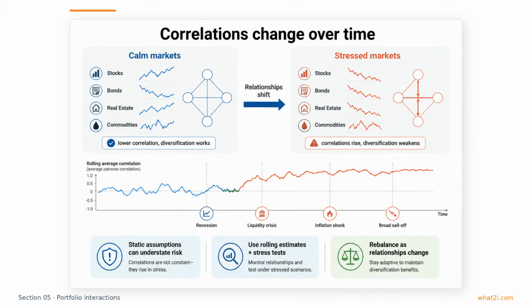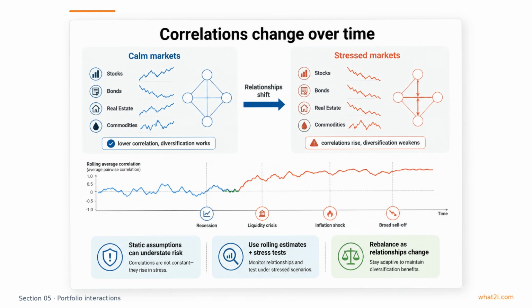A portfolio that appears diversified today may behave very differently under stress because correlations change over time. In calm markets, holdings may move in different directions and provide meaningful offsetting behavior. In stressed markets, those same assets can start moving together, which weakens diversification when it is needed most. Static assumptions can therefore understate real risk.